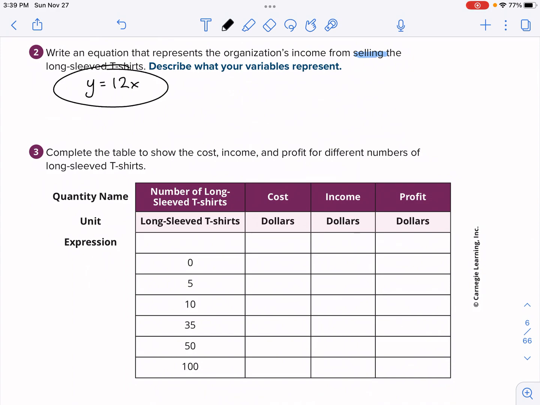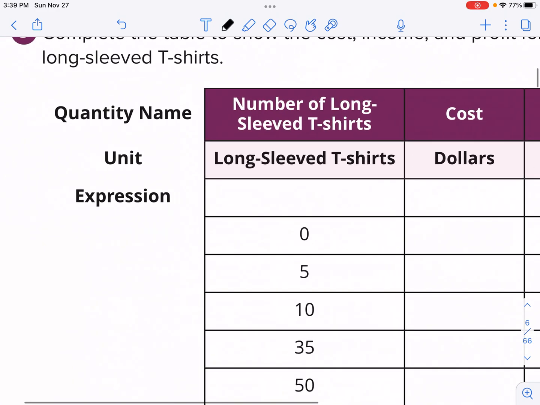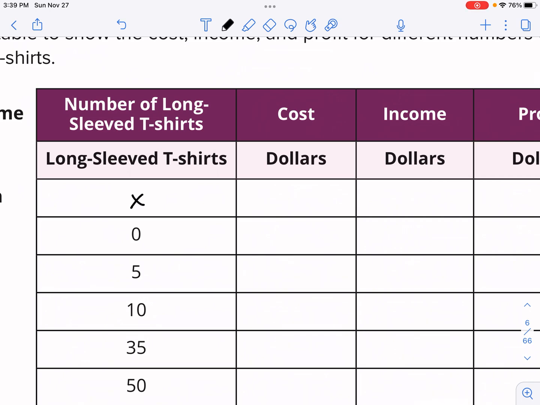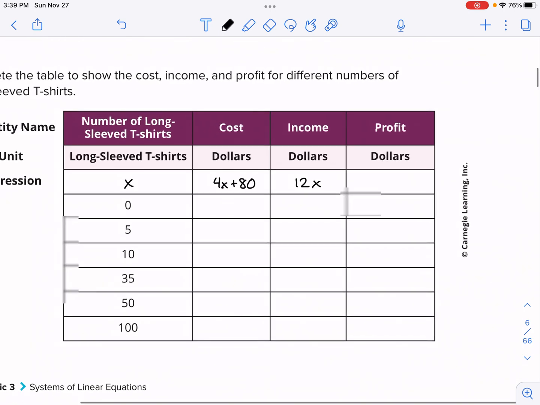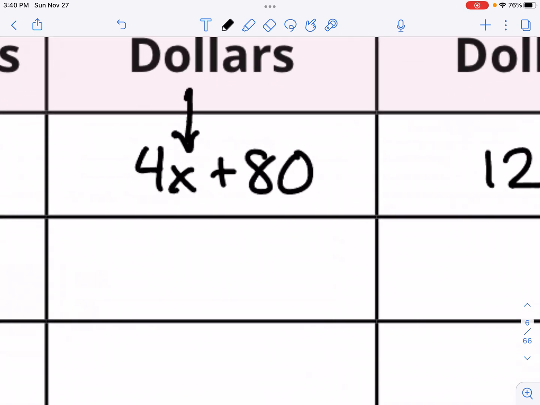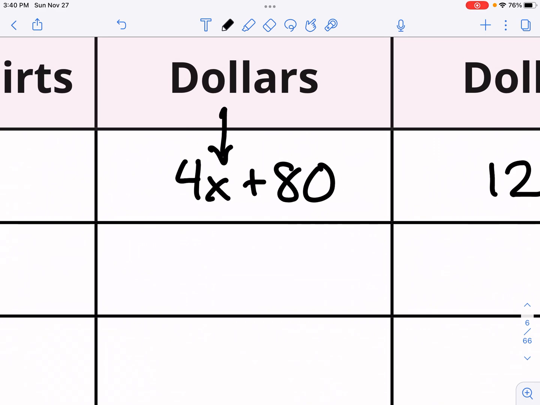So let's write the expression. For the number of long sleeve t-shirts, we're just going to put any variable. We typically put x. The cost for us is going to be 4x plus 80. We'll get to that soon, but let's also write in what our income is. Our income is y equal to 12x, or we'll just put in 12x. We're going to plug in for these varying amounts 0 shirts, 5 shirts, 10 shirts, and so on. We're always plugging into x. So for the first one, we plug into x, multiply by 4, then add 80.